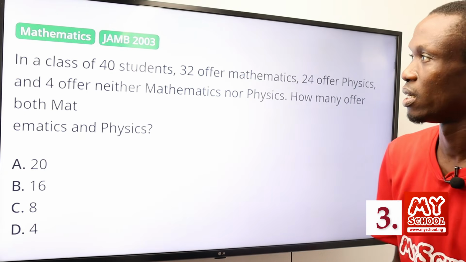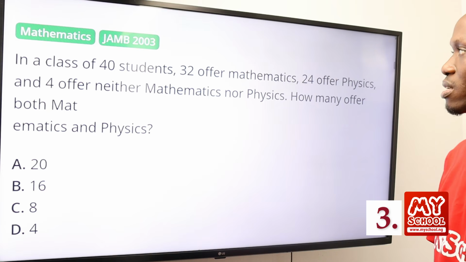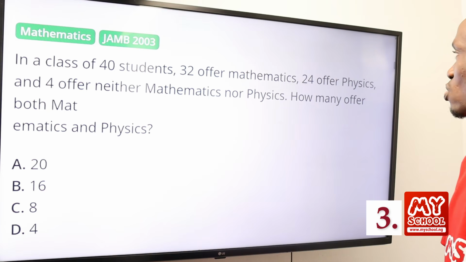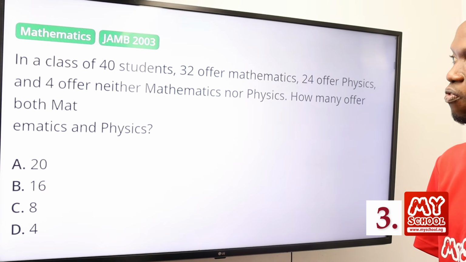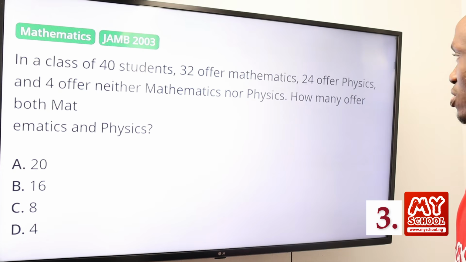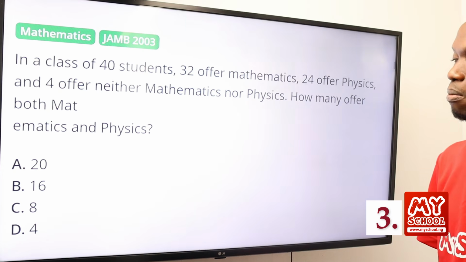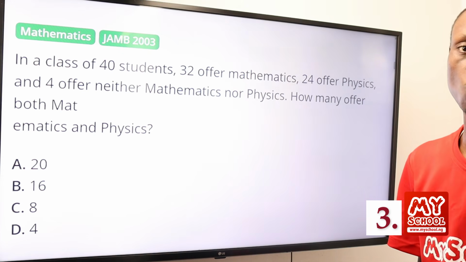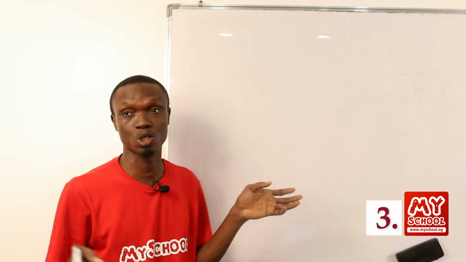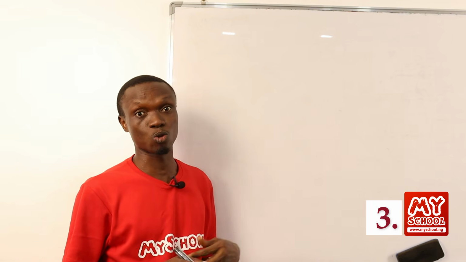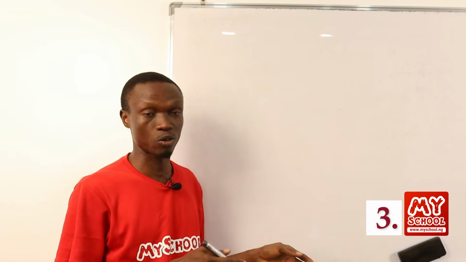Question 3. In a class of 40 students, 32 offer mathematics, 24 offer physics, and 4 offer neither mathematics nor physics. How many offer both mathematics and physics? So let's move over to the board to provide an answer to this question. I think the easiest way to answer such a question as this is for you to draw a Venn diagram. So basically we are going to be doing that.